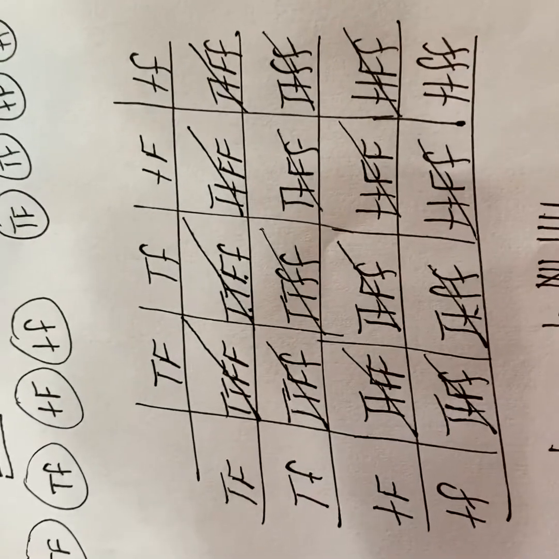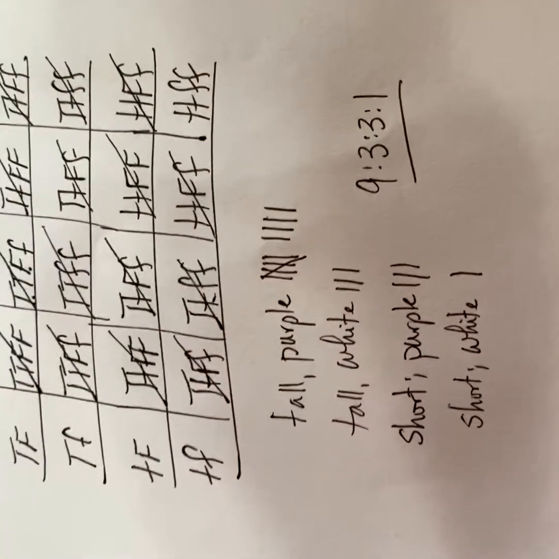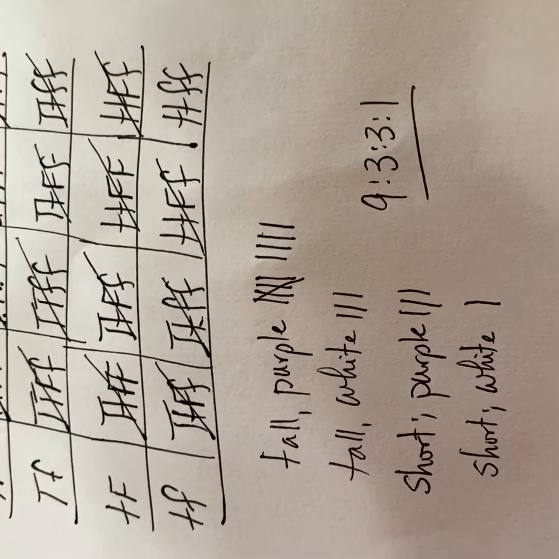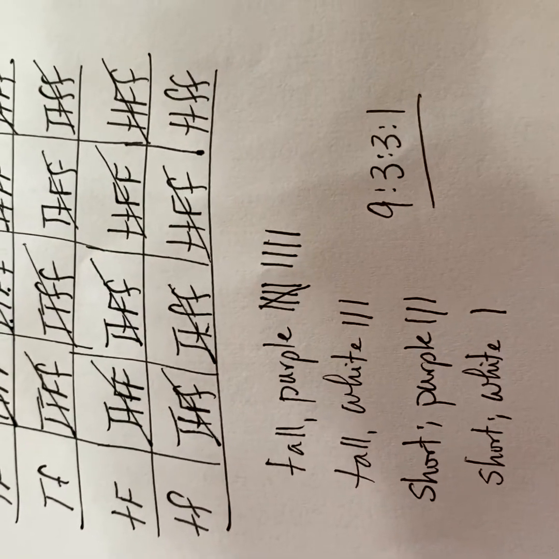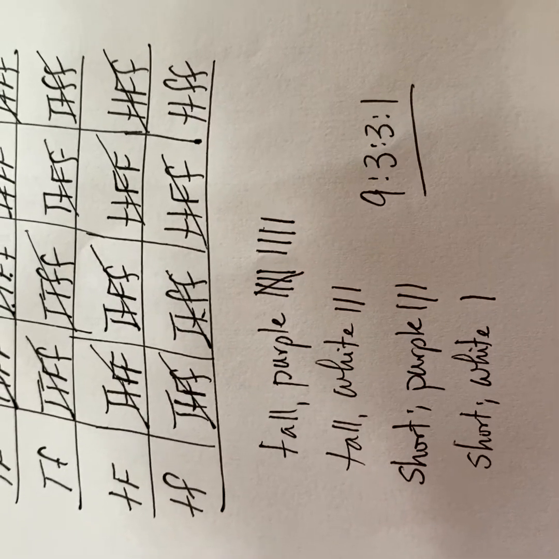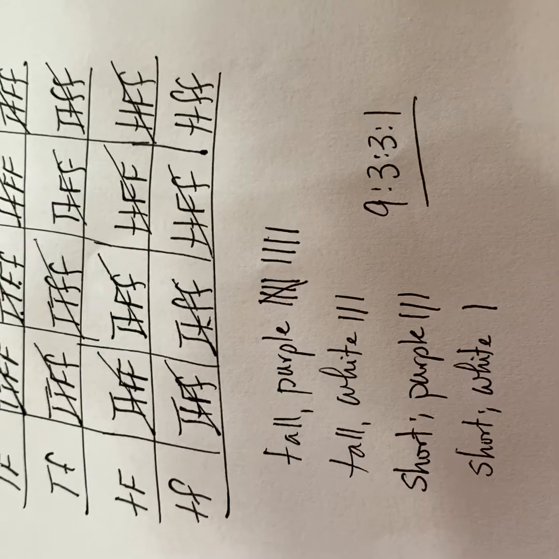Okay, so now I have finished analyzing all of them, and you can see the tick marks that I put beside each one of them, and then I add up the numbers that I have for each one, and it gives me a ratio of 9 to 3 to 3 to 1.